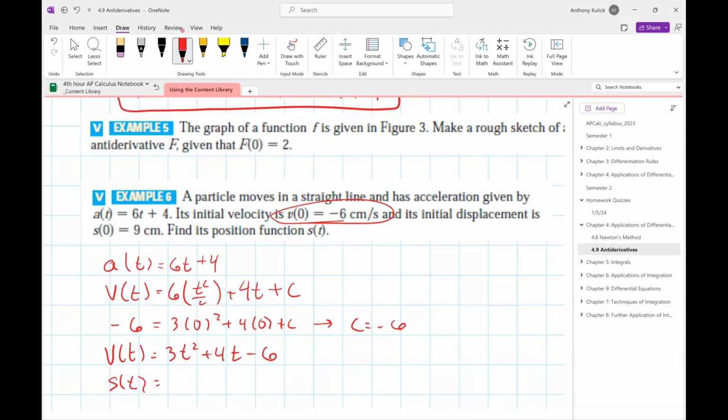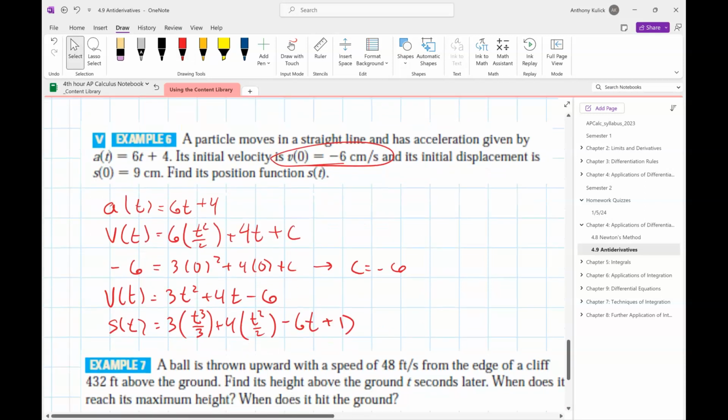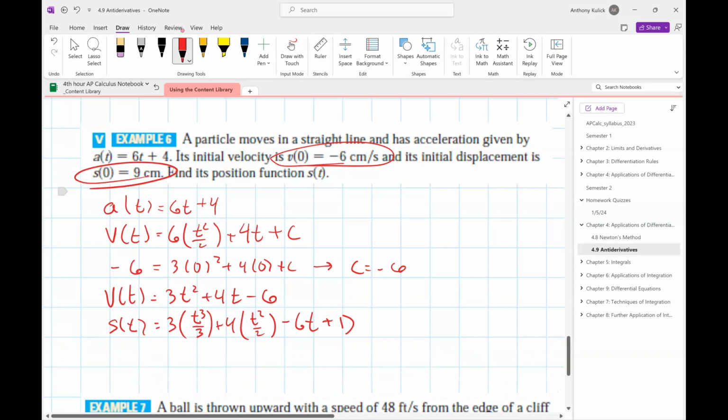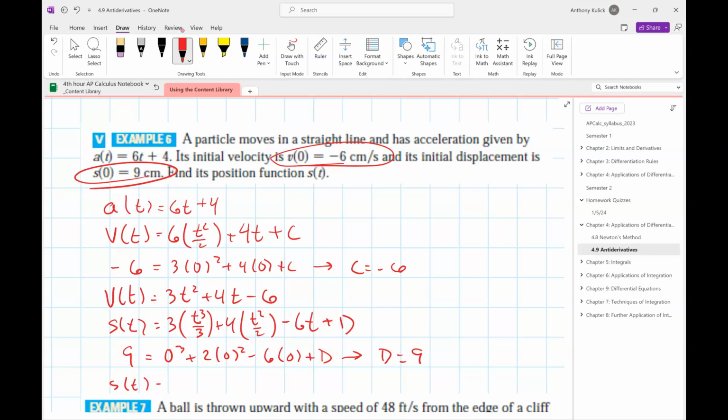Okay, now we'll anti-differentiate again to get our position function. Ignore the 3. Antiderivative of t squared is t cubed over 3. And the antiderivative of t is t squared. The antiderivative of 6 is 6t. And then we have plus our constant. To solve for that constant, I'm going to plug in 0 for t and 9 for s of t, and I get that d is equal to 9. So my position function is t cubed plus 2t squared minus 6t plus 9. How's this feeling? Pretty good, right? Not too bad.